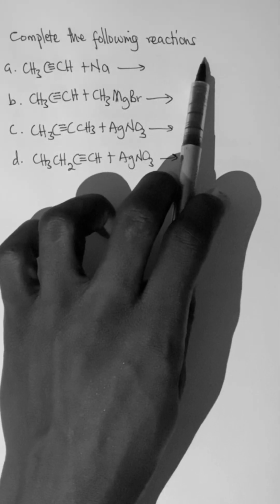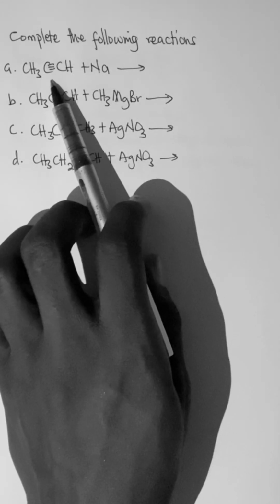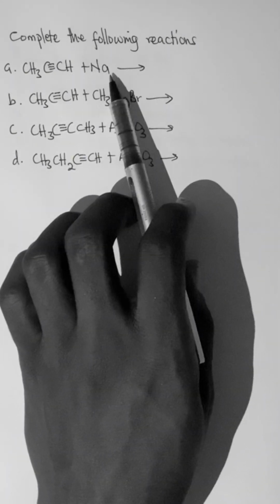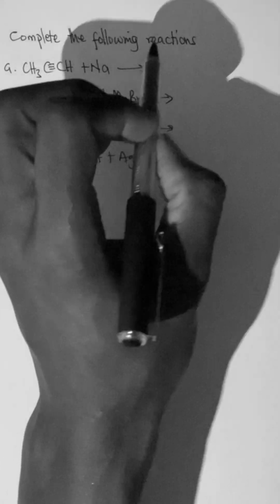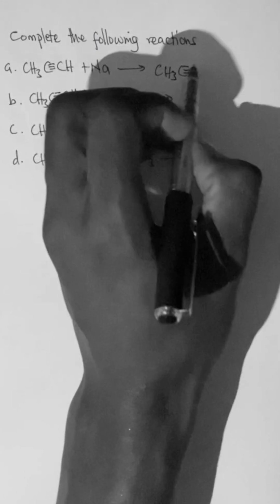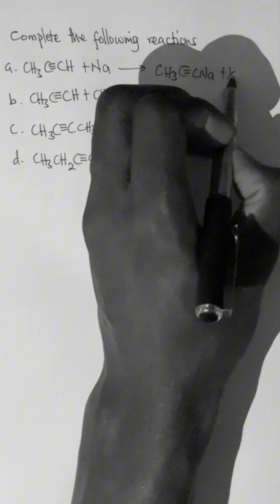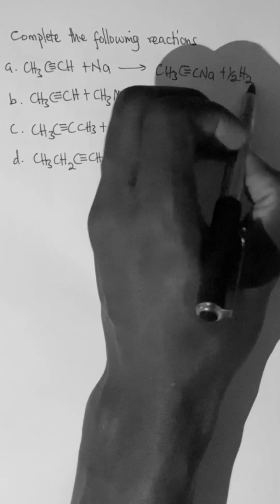Complete the following reaction. This is an alkyne, specifically propyne, with sodium metal. So what you are going to get is CH3, C triple bond C, Na plus, and half a mole of hydrogen gas.